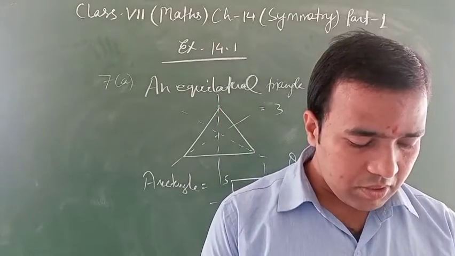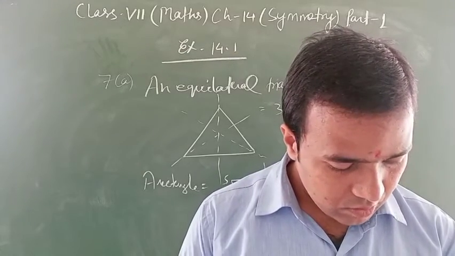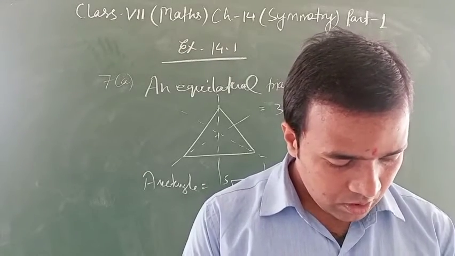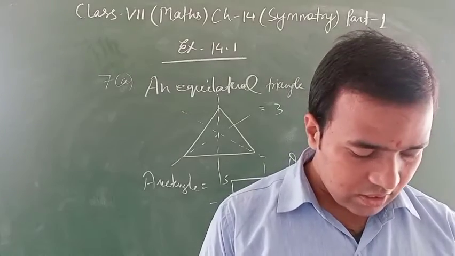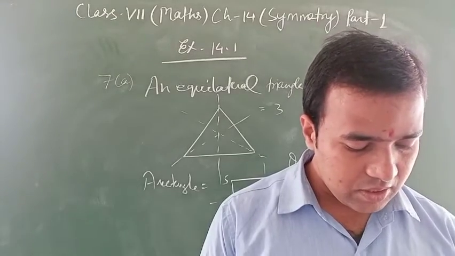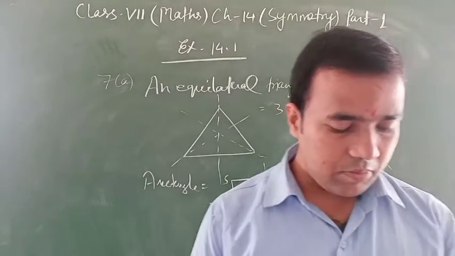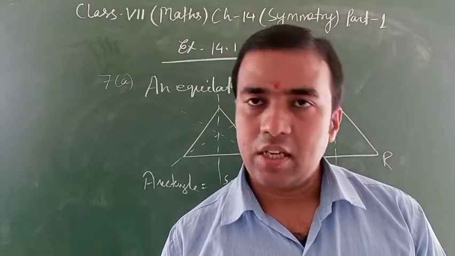A rhombus is symmetrical about. There are also four options: the line joining the midpoints of its opposite sides, each of its diagonals, the perpendicular bisector of each of its sides, none of these. So option B is correct. A rhombus is symmetrical about each of its diagonals.